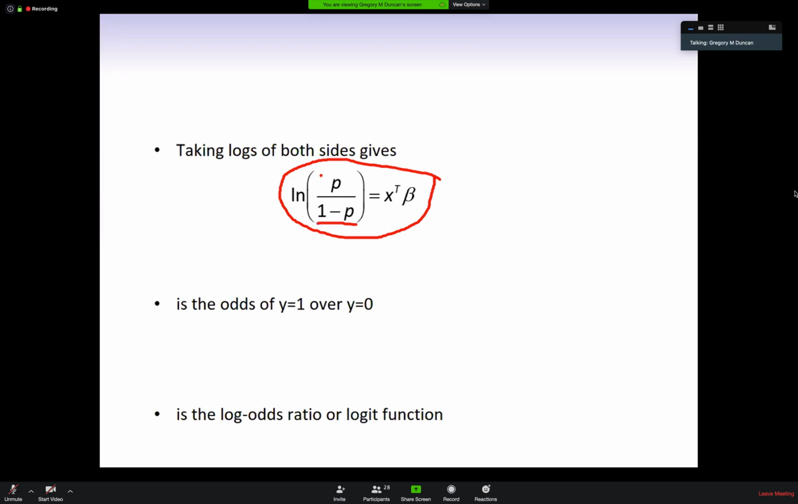This is called the odds, and this is called the log odds. And so in the logistic model, the log odds, the log of the odds of having COVID over not having COVID, is a linear function of x and beta. And I'm going to stop there. Can everybody still hear me? Okay. I'm going to stop here, and I will come back at this point and start next time.